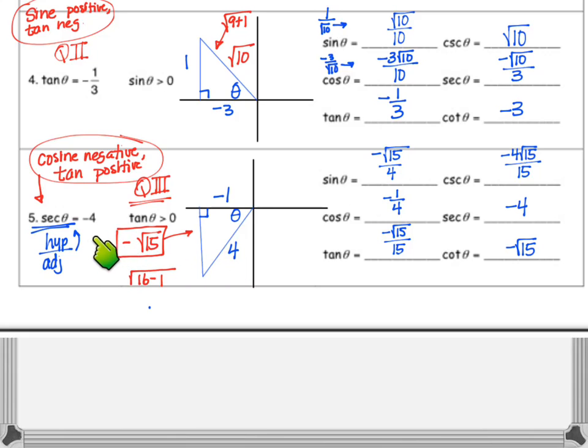Since the secant is negative 4, which is the hypotenuse divided by the adjacent, we could just as easily have put this as negative 4 over 1, and that would be helpful. And then you can see the 6 trig functions here.